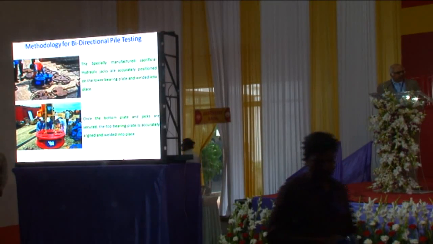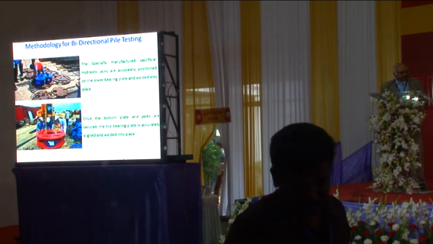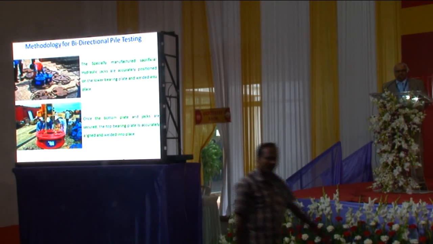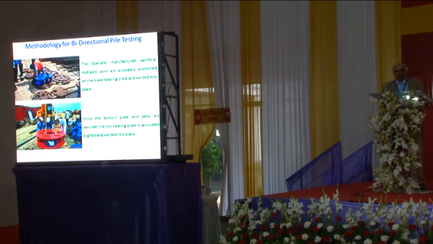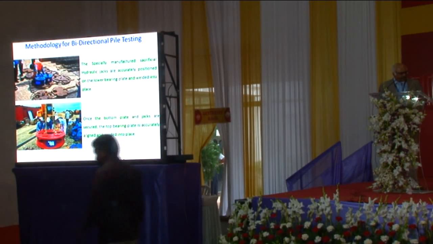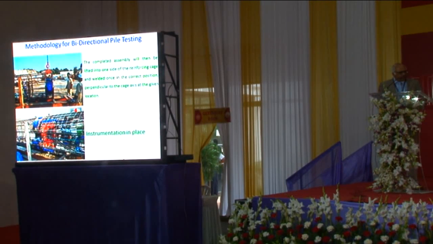How to go about the methodology for bidirectional pile testing? It's very simple. We have to place an artificial gap within the pile. In the first photograph, a specially manufactured hydraulic jack is accurately positioned. In the second photograph, one more plate is placed. Then the assembly is completed. It is as good as cutting the pile and introducing a sacrificial jack inside.